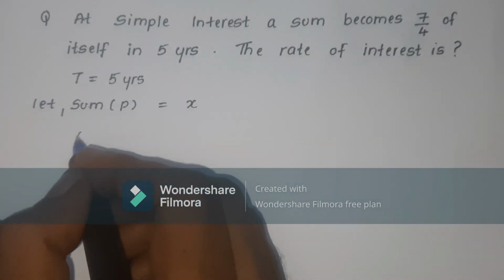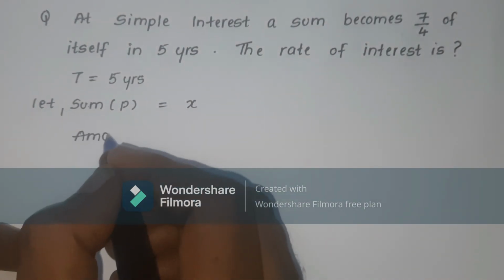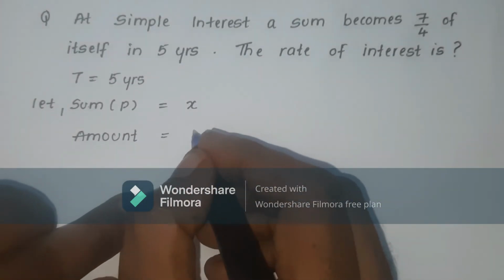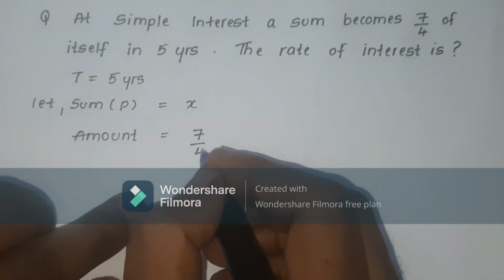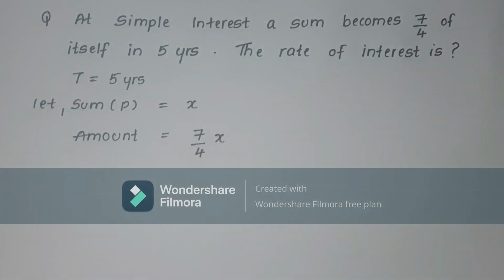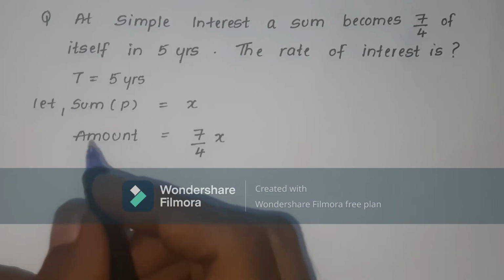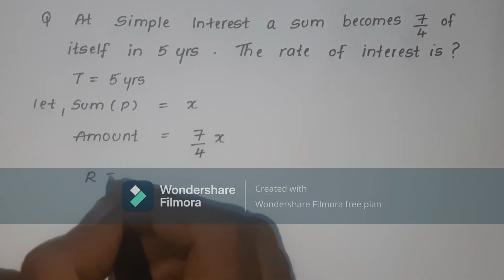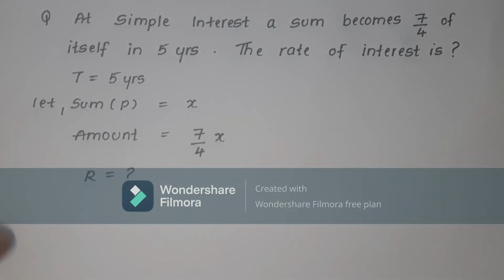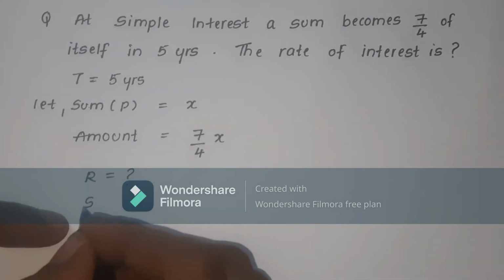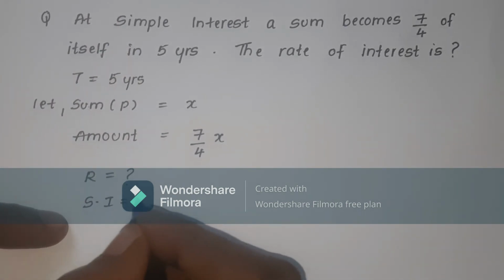That means they are talking about amount. Yes, they are talking about amount. What is the amount? They are saying in writing that they will get 7 by 4 of x. Okay student, this is what you get. They are saying find out the rate, obviously. Then you know, if you want to find the rate, you require simple interest too.